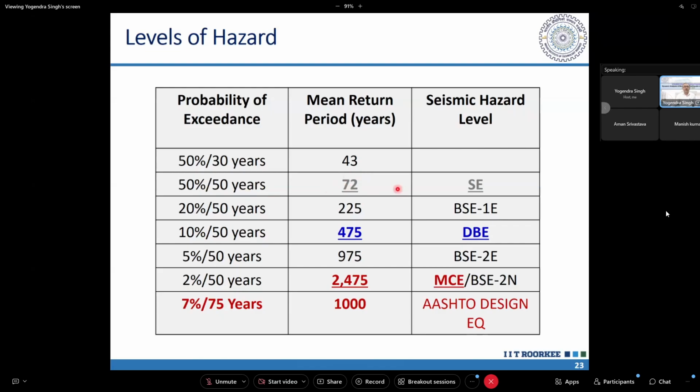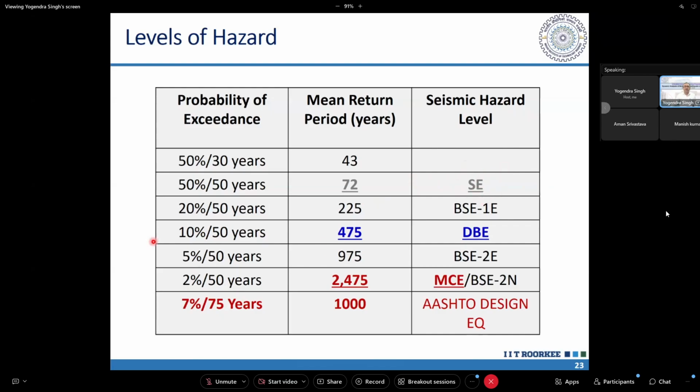So this is an earthquake. It has 50% probability of occurrence. So 50-50 chances it has. That means that such an earthquake is likely to be expected during the service life of a bridge or a structure. So that means we have to design our structures to remain serviceable. If such an earthquake is going to visit, then our structure should be serviceable. That's why we call it serviceability earthquake.